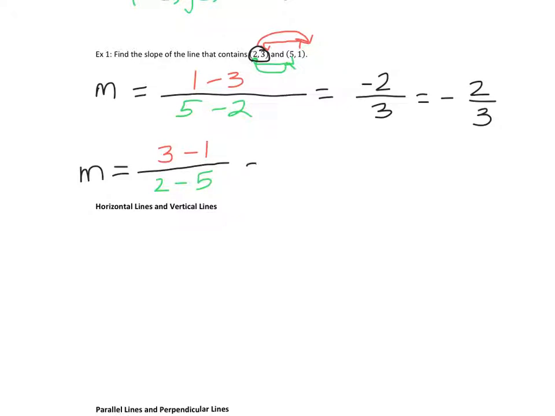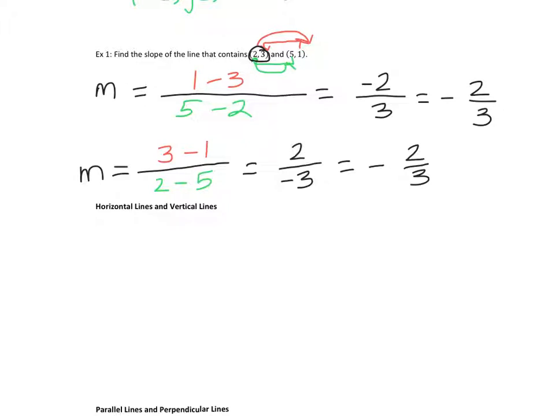All right, and I'm doing this because it doesn't matter what point we start with. It just has to be consistent, and it has to line up. So again, in both cases our y is on the top, x on the bottom. Our ordered pairs match up. This is the point 5, 1. This is the point 2, 3. This is the point 2, 3. This is the point 5, 1. All right, and there you go.